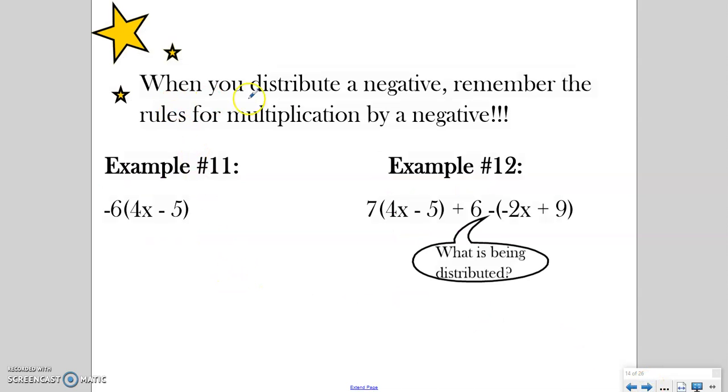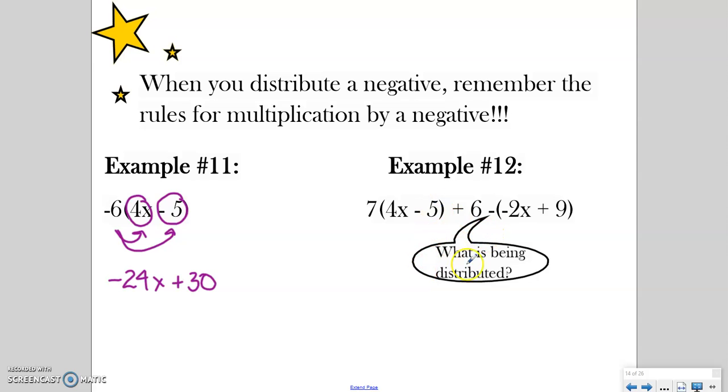Alright, so it says when you distribute a negative, remember the rules for multiplication by a negative. So again, when you have a negative and a positive, you get a negative. A negative and a negative gives you a positive. So I'm going to circle the sign that's in front. This is its own group. So then we distribute. So negative with the positive, so you get negative 24x. And a negative, that's going to give you a positive, and that's 30.